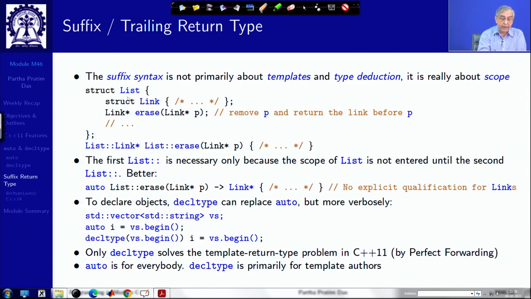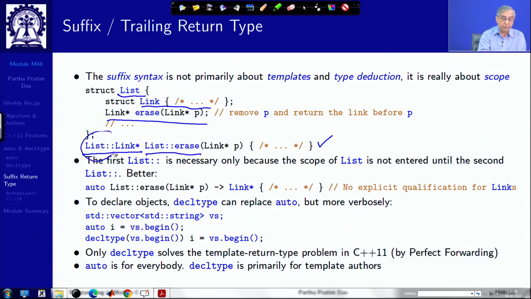For example, if you have a list of link elements, and if you have a member function erase that takes a link pointer and returns a link pointer, then outside of the class, if you outline the body of this function, you will have to write it like this. You will have to write list::link* and then list::erase.